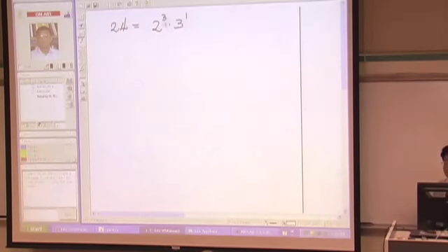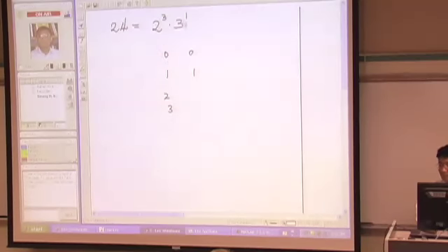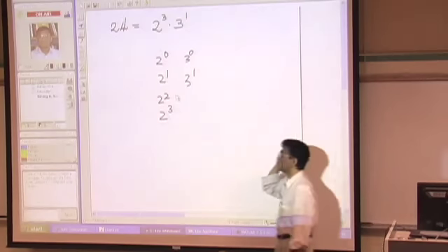So take a look. 2 can vary from 0 to the third power. Do you get it? 3 can vary from 0 to the first power. So the possible powers for 2 are these things, and the possible powers for 3 are these things. So 2 to the power of 0, 2 to the power of 1, 2 to the power of 2, 2 to the power of 3, 3 to the power of 0, and so on. So we can have these things.